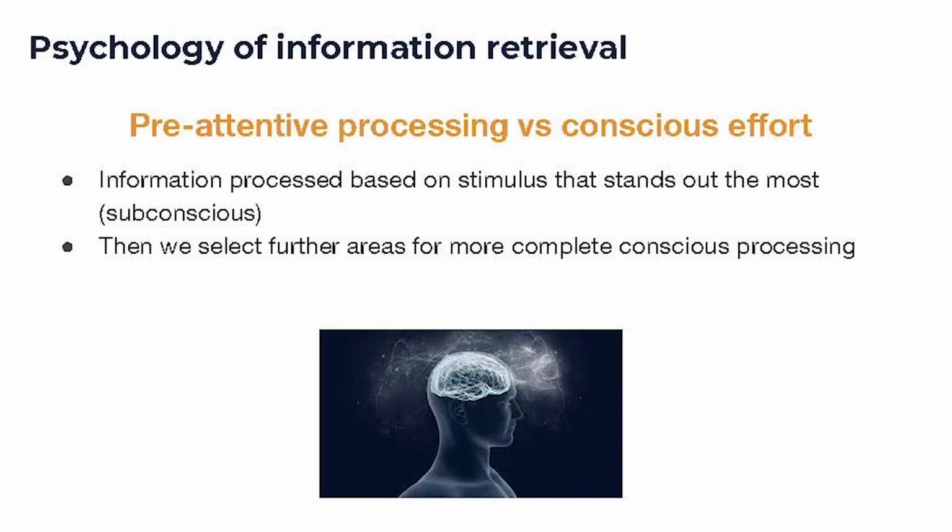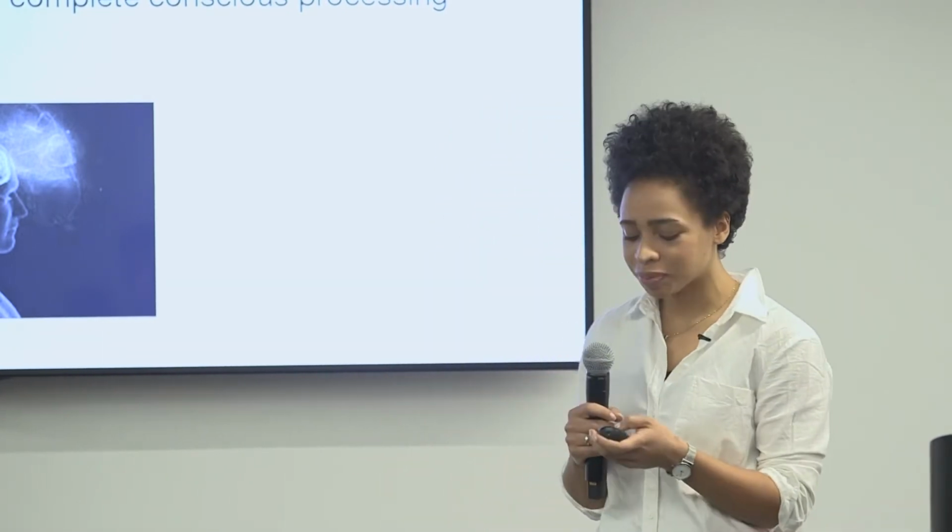Cool, so onto a key concept in the psychology of information retrieval: the idea of pre-attentive processing versus conscious effort. What it means is that first of all, we process information based on the stimulus we see on the page that stands out the most. This is a subconscious process, so it happens very quickly. And then we select further areas for a more complete understanding of what's going on, what we should look at, what trends we are seeing.